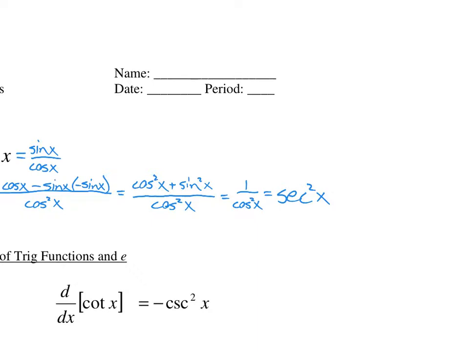And the fact of the matter is, we could actually do this with any one of our other trig functions. We have the cotangent, which is cosine over sine. We have the cosecant, which is 1 over the sine. And we have the secant, which is 1 over the cosine. So in each of those cases, we could actually find the derivative using the quotient rule.